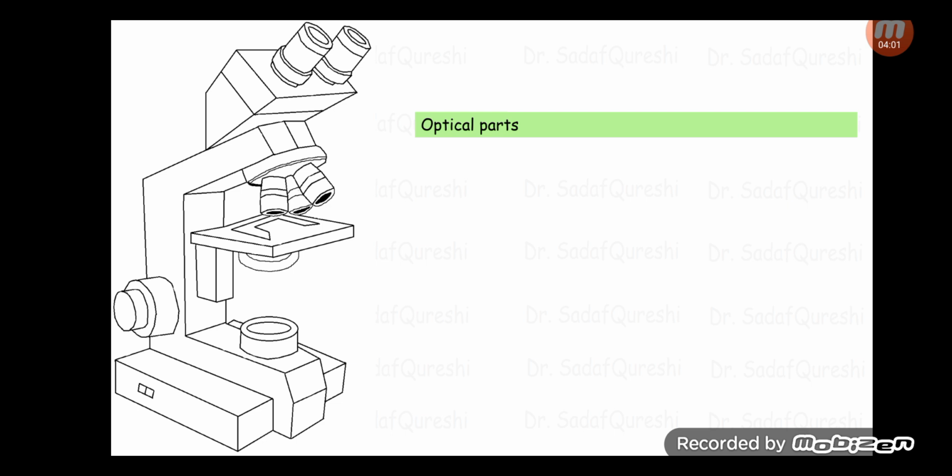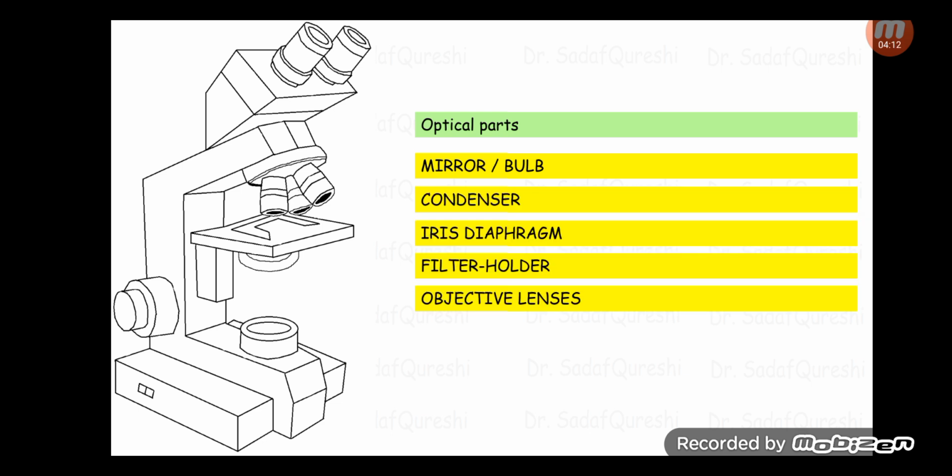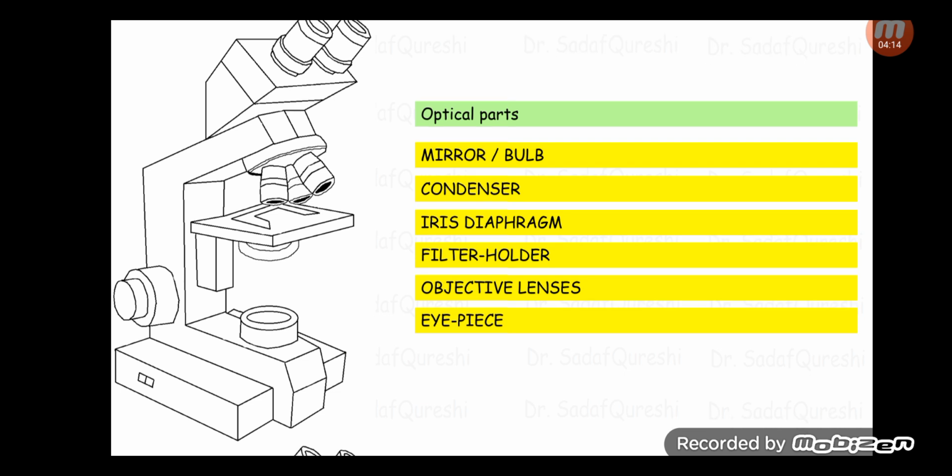Now we are done with the mechanical parts, so we are going to talk about the optical parts, that are mirror or bulb, condenser, iris diaphragm, filter holder, objective lenses, eyepiece.